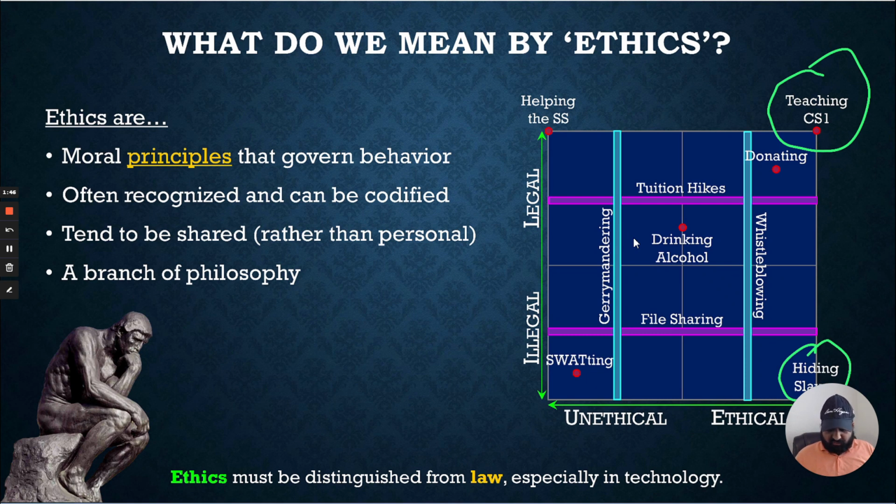Another example is swatting, which is calling a SWAT team, for example, on homeless people. Like if you see some homeless guy, do you call the police and ask them to handcuff them? That is both unethical and illegal. Another example is donating, which is both ethical and legal, while if we take tuition hikes, sometimes the lines are hazy, which is it might be unethical for the student while it might be ethical for the institution because they want to create more buildings and stuff.